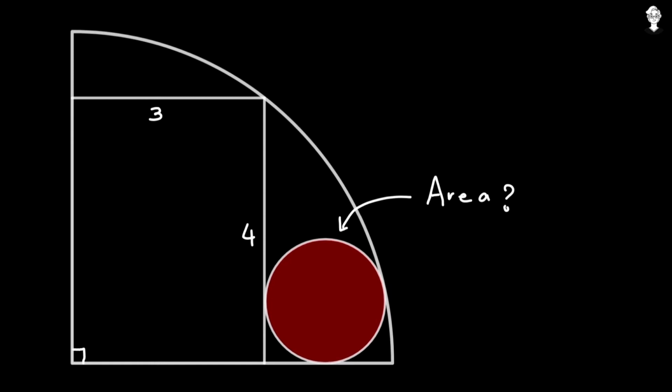Now we draw a circle inside this diagram such that it is tangent to the base radius of this quarter circle, and also it is tangent to its circumference, plus it is also tangent to the length of this rectangle. Now the question is to find the area of this particular circle when the breadth of the rectangle is 3 units and length of the rectangle is 4 units.